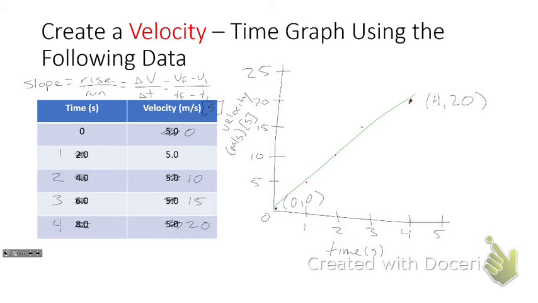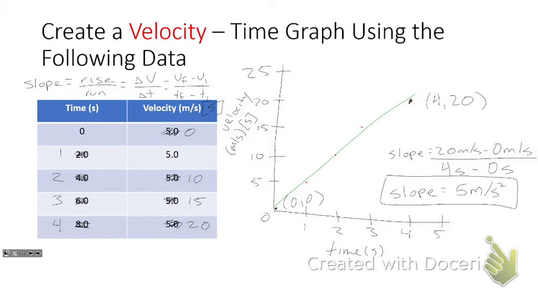So my final velocity is 20 meters per second, minus 0 meters per second, which is my initial velocity, and then over the change in time, which is 4 seconds minus 0 seconds. So the slope is equal to 20 divided by 4, which is 5. And my units on that is meters per second squared, right? Meters per second divided by seconds. Meters per second squared. Good.